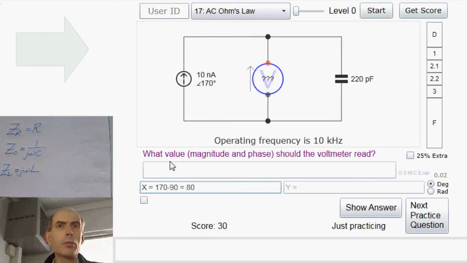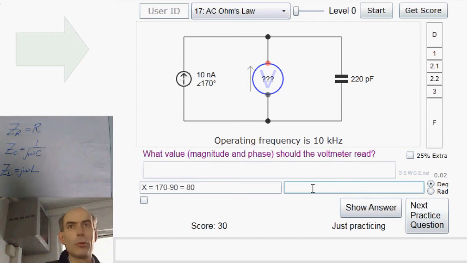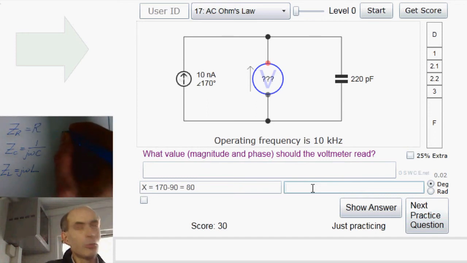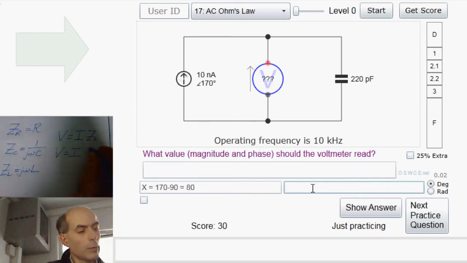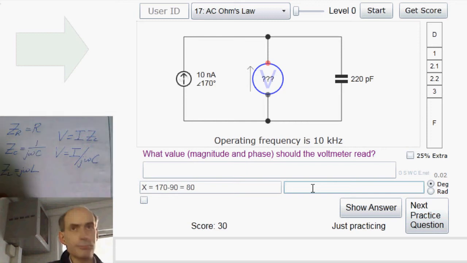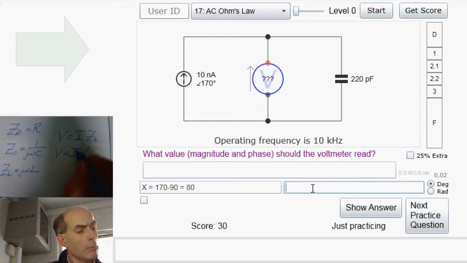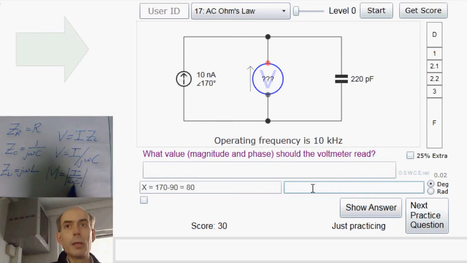Now, how about the magnitude? Well, for the magnitude, we can apply Ohm's law again, but this time Ohm's law is going to be V equals I times ZC. And ZC is 1 over j omega C. So to work out the magnitude of the voltage, we're going to need to know the magnitude of I over omega C. Omega is in radians per second.